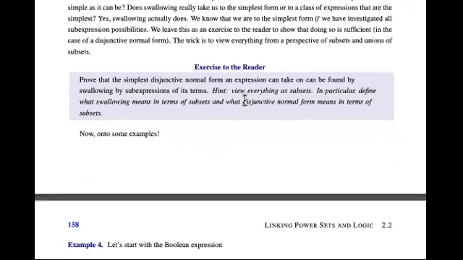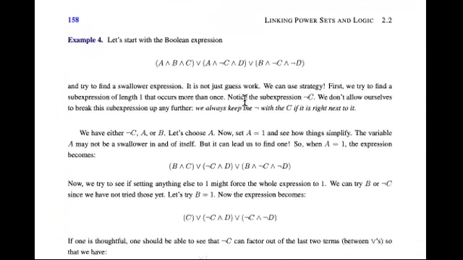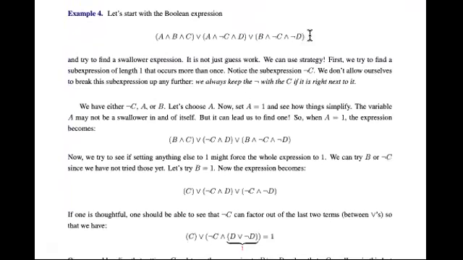All right, so let's take a look at an example then. Let's start with this Boolean algebraic expression. This is in disjunctive normal form. I'm going to try to find a smaller expression. It's not just guesswork, it says use strategy. So let's find a sub-expression first of length 1 that occurs more than once.